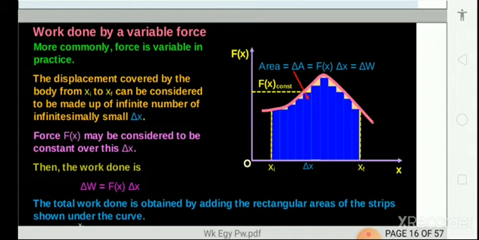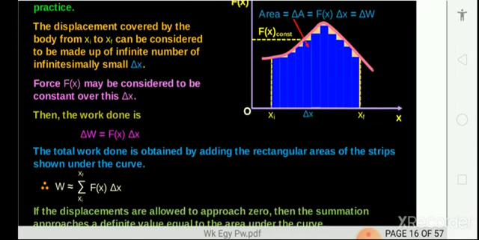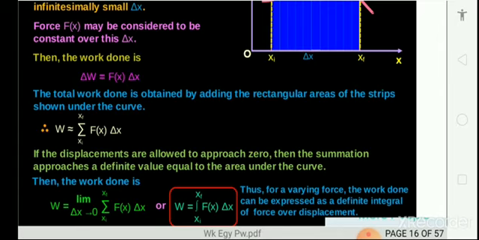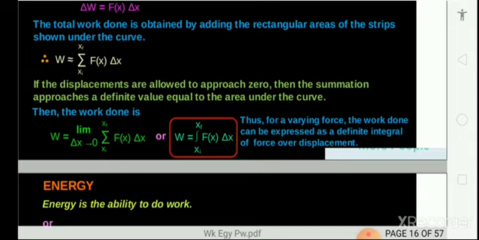The displacement covered by the body from one place to another can be made of an infinite number of small sections. Thus the work done in each section is delta W equals Fx delta x, and the total work is the summation of Fx delta x. In the limit delta x tends to 0, the summation of Fx dx gives W equals the integral of Fx dx. Thus the work done by a varying force can be expressed by a definite integral over the force-displacement.